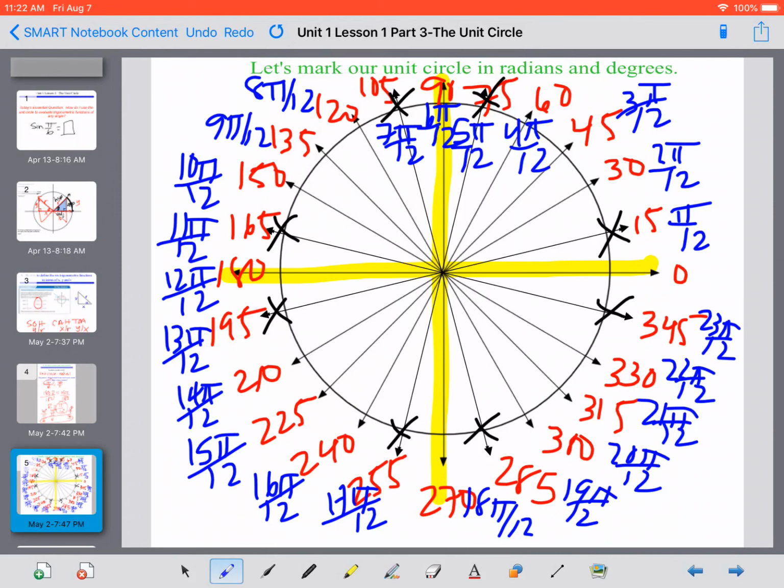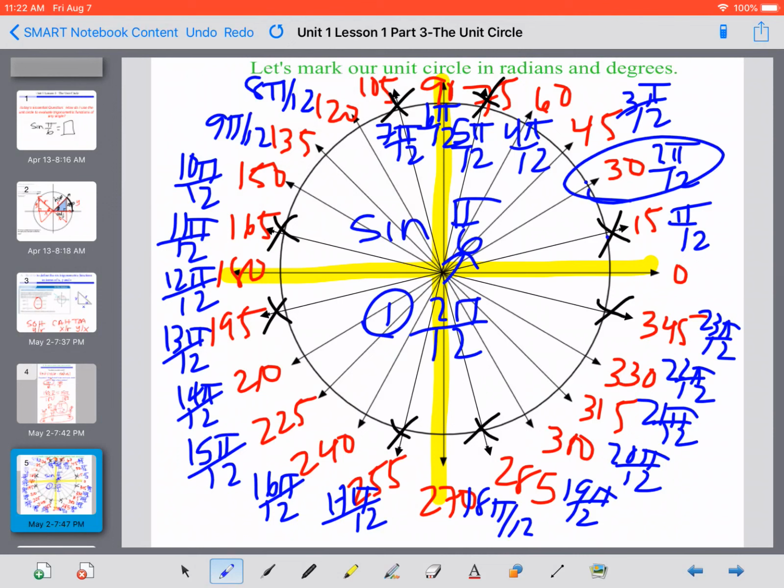All right, so again, my goal is to find a question like the sine of pi over 6. The first thing you're going to have to do is locate the angle. Well, if you don't know where pi over 6 is at, you can convert it to twelfths, and I just count 1, 2, and that's where I'm at. I'm at 30 degrees or pi over 6 radians.